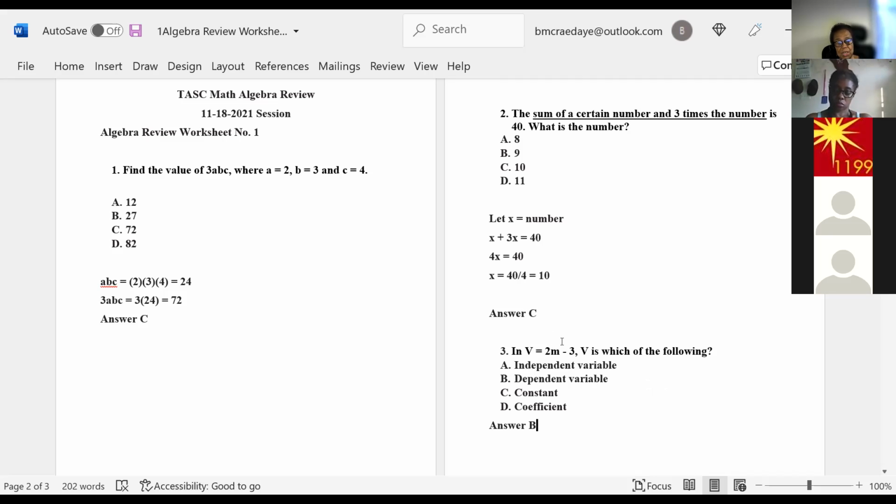M is the independent variable. 3 is a constant. 2, the number in front of the M, is the coefficient. You have the constant, which is always a number, and here it's a minus 3. And then you have the independent variable, which is M, and the dependent variable, which is V. Maureen, is that clear? Yeah. So your output is your dependent variable.